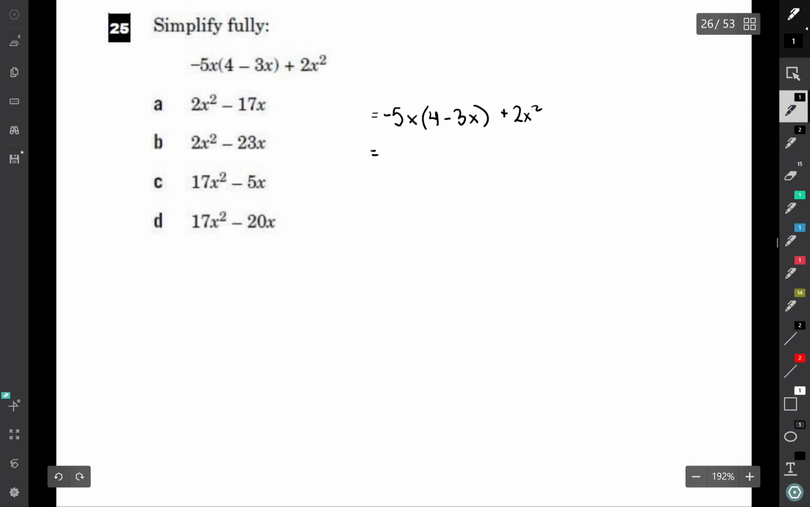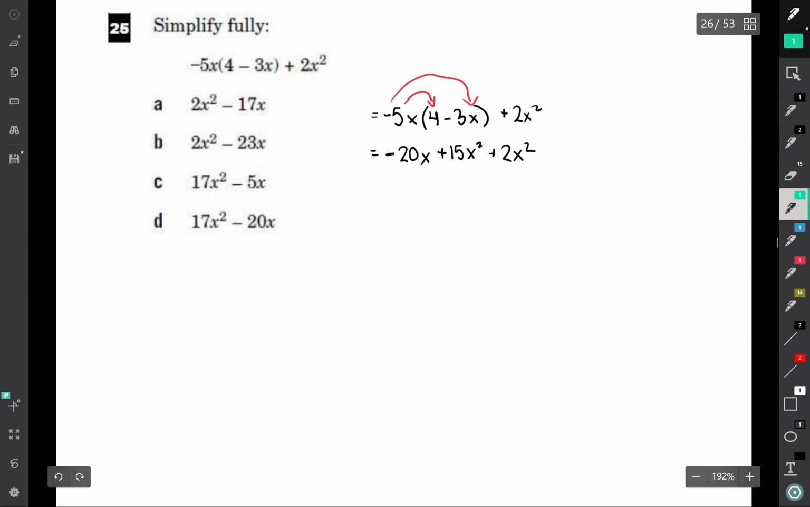All right, so we're going to do negative 5x times positive 4. Well, negative 5x, that's negative 20x. And then I have negative 5x times negative 3x. That's positive 15x squared, sorry. And then I have plus 2x squared.